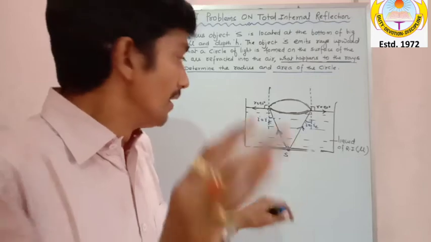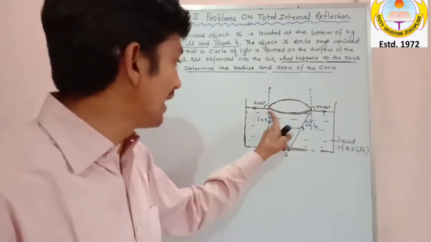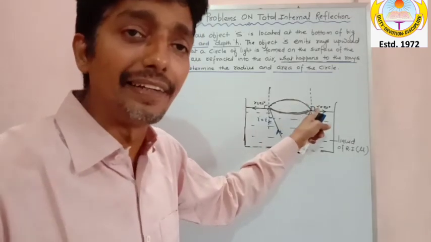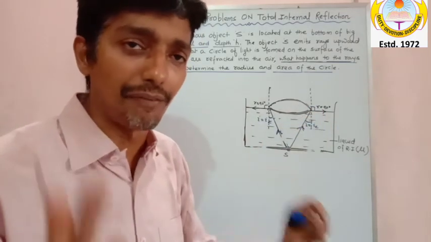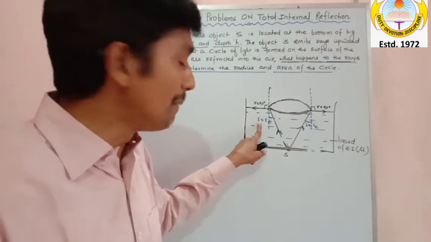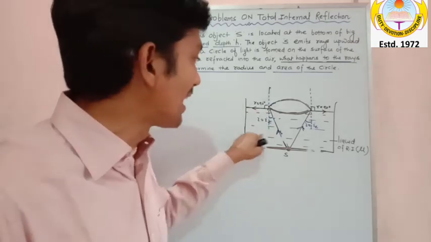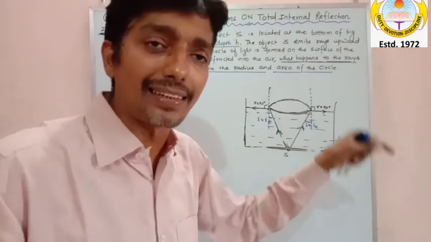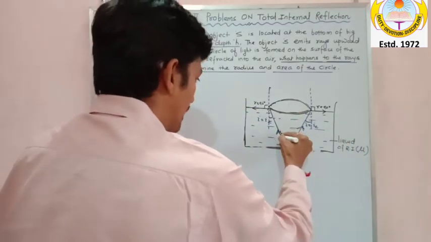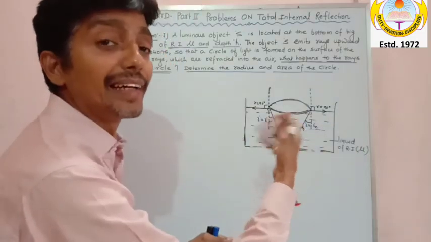Okay. Now, next step. When I becomes IC, the ray is refracted along the surface, making an angle of refraction of 90 degrees. That is the max angle of refraction. And after that, when I becomes greater than IC, my dear, you all know that the entire light is totally reflected in the liquid. The entire light will be totally internally reflected when I is greater than IC.